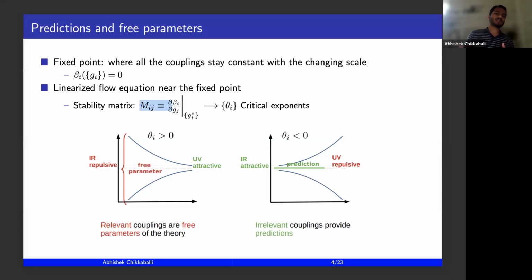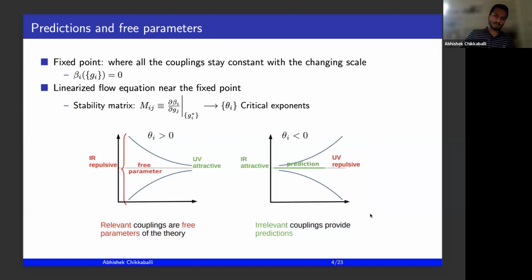For example, if a critical exponent is positive, then there is a range of values in the IR which would all match the flow from a UV fixed point down to the IR. So this means the coupling associated with such a critical exponent is actually a free parameter of the theory. And this kind of flow is also referred to as IR repulsive, or relevant couplings. And if a critical exponent is negative, then there is a unique trajectory between the fixed point value in the UV and down to a particular value in the IR. So this means these are the predictions of the theory, and they're also referred to as irrelevant couplings.